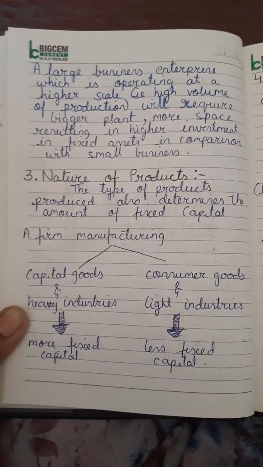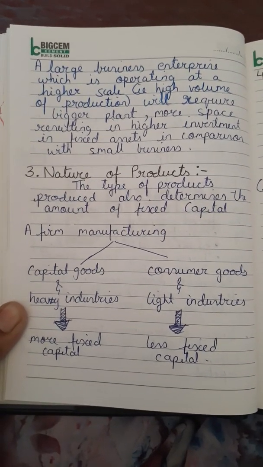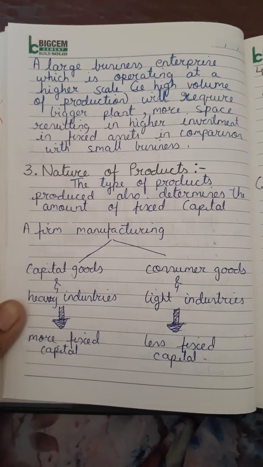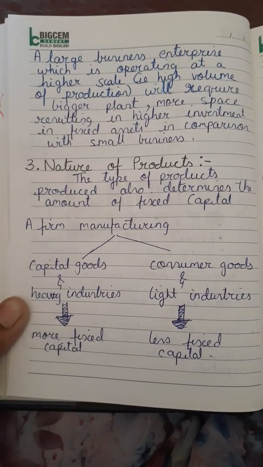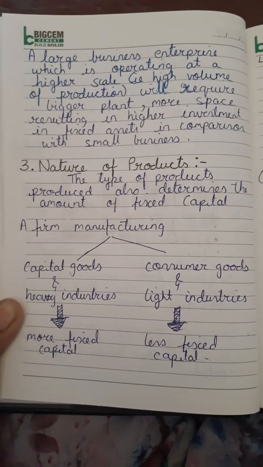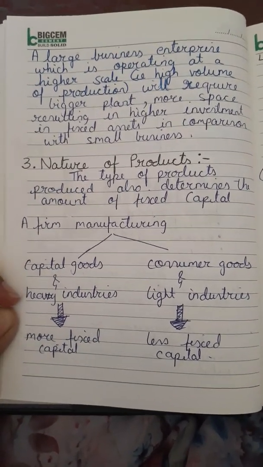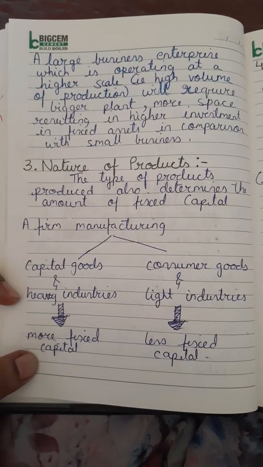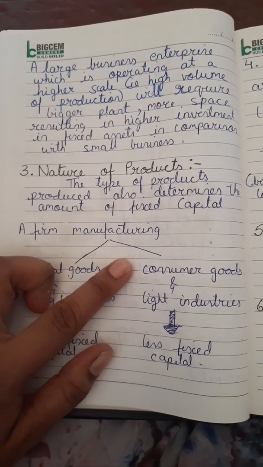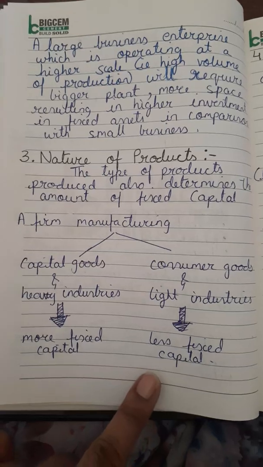Third, nature of product. The type of product produced also determines the amount of fixed capital. A firm can either produce capital goods or consumer goods. A firm can either be a heavy industry or a light industry. Thus, a firm manufacturing capital goods or a heavy industry would require more fixed capital, whereas a firm manufacturing consumer goods or a light industry would require less capital.